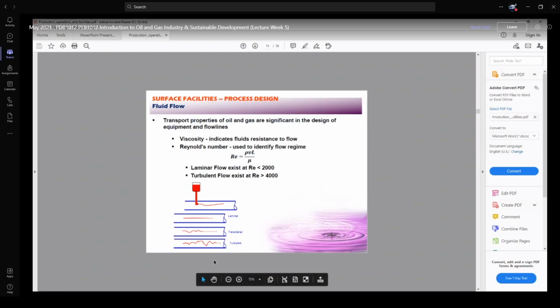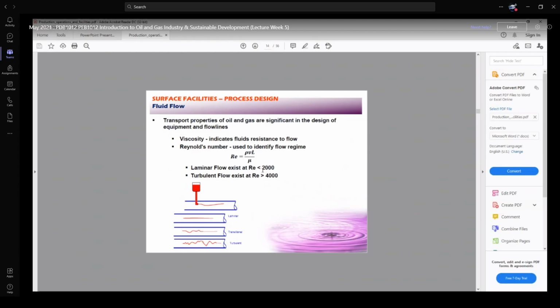Here you can see the fluid flow. Fluid flow means the type of flow of the fluid through it. So whether this is a laminar flow, transition flow, or turbulent flow, we can decide or estimate it based on the Reynolds number. If the Reynolds number is less than 2000, we can declare the fluid flow as laminar. If the Reynolds number is greater than 4000, we can declare the flow as a turbulent flow.